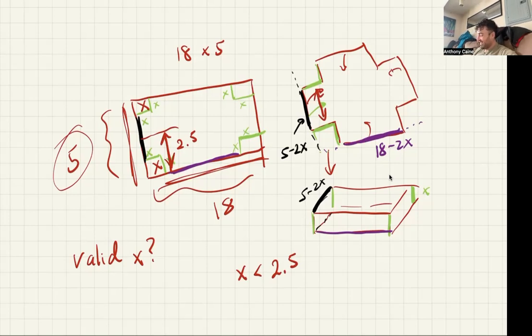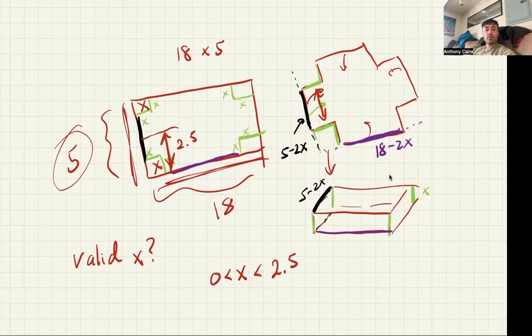Okay, so, right. This edge and this edge, the gap is 5 minus 2x. But if x is 2.5, or half of 5, there's no gap. So there's nothing to flap up and make a box. So I would say that x cannot be equal to 2.5.